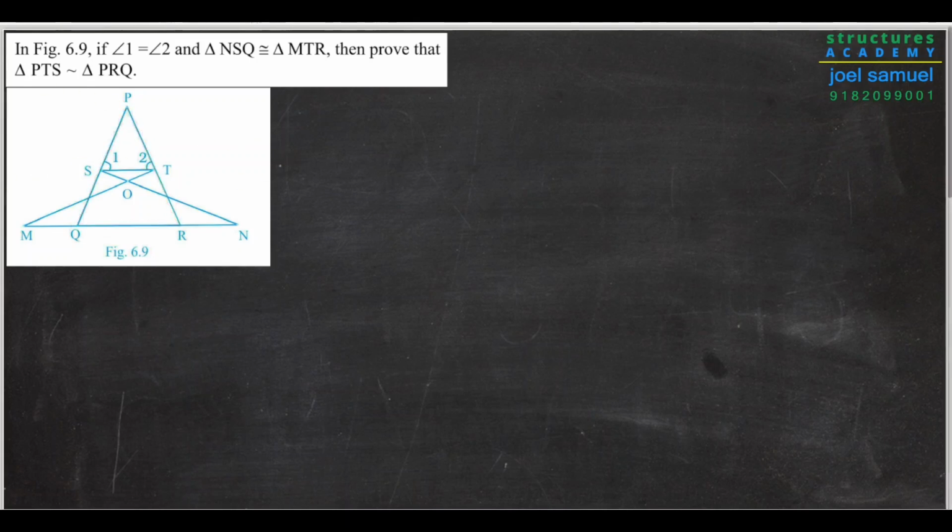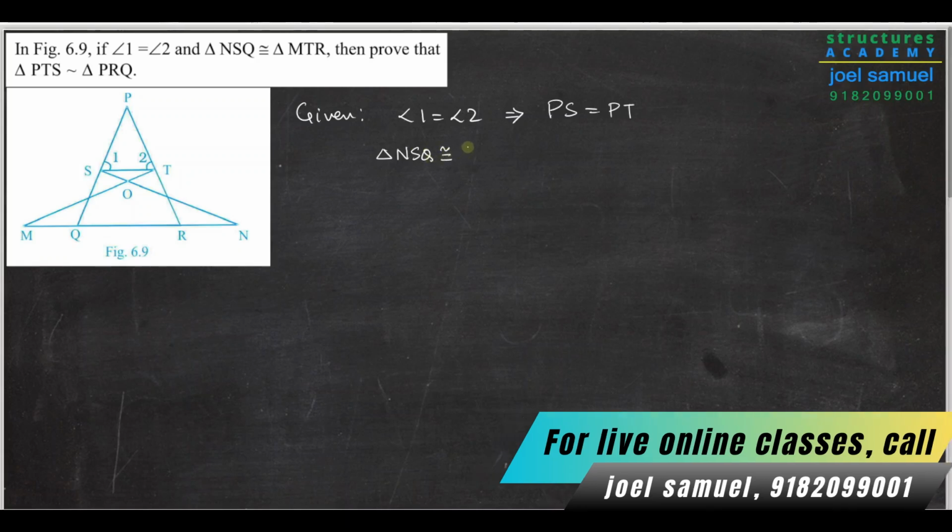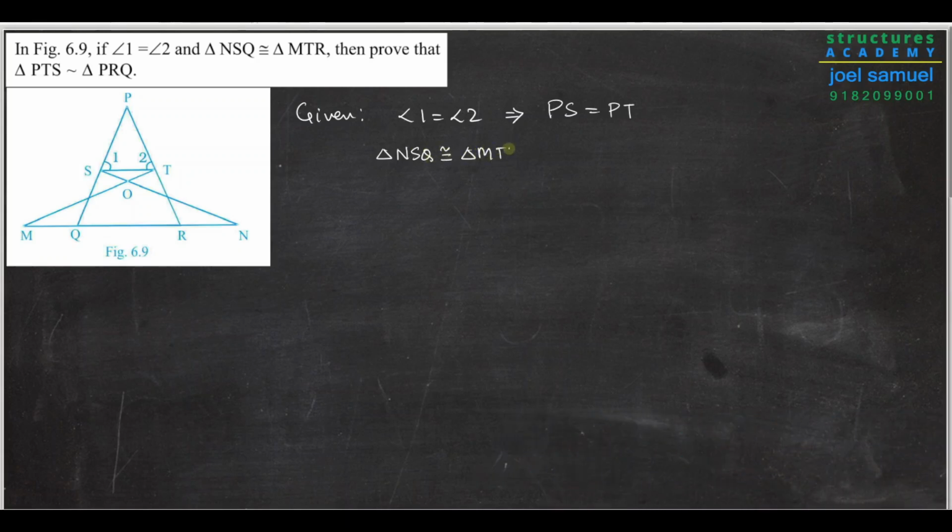So let's write down the given data. Angle 1 is equal to angle 2, and we will write here what it implies. It implies PS is equal to PT. And the second piece of information given is triangle NSQ is congruent to triangle MTR. And we have to prove triangle PTS is similar to triangle PRQ. So let's begin with our proof.